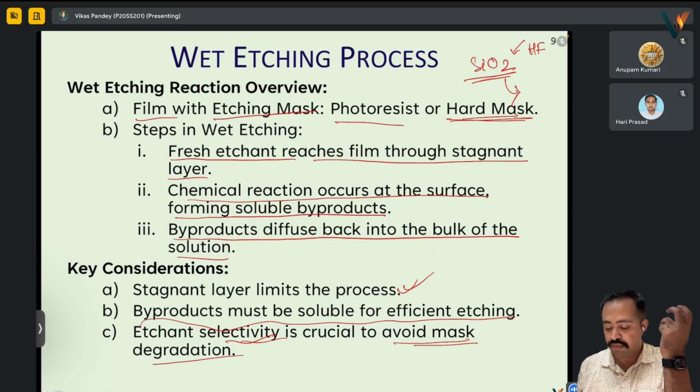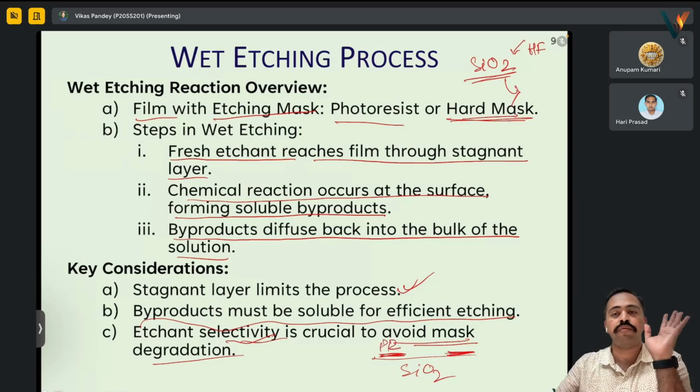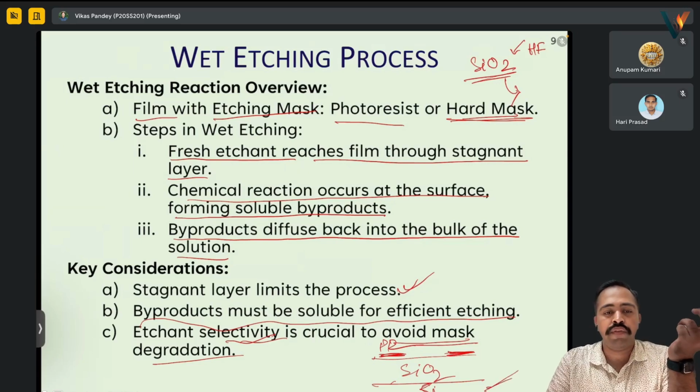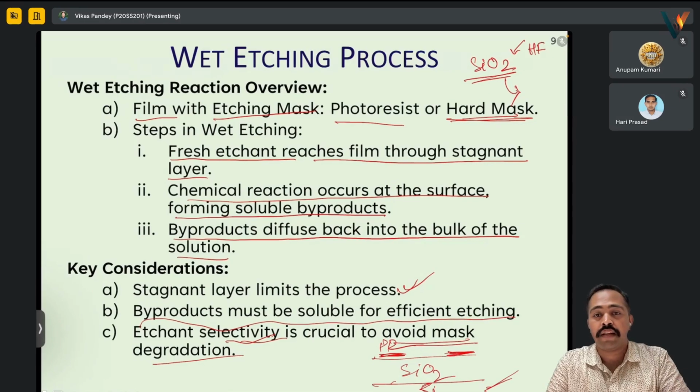It should not be that, say, we have SiO2, we have a PR. It is selective for SiO2 compared to PR, but below it we have silicon and it etches out silicon. So will it be of any use? Anyone? See, it should be selective for both mask as well as the substrate.